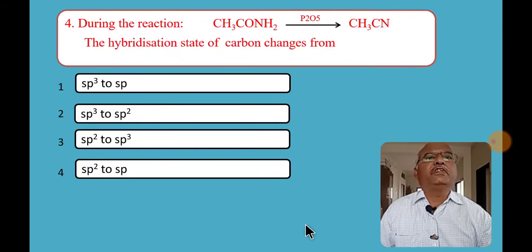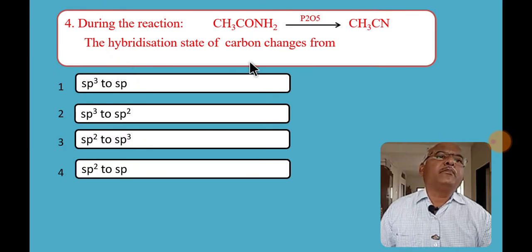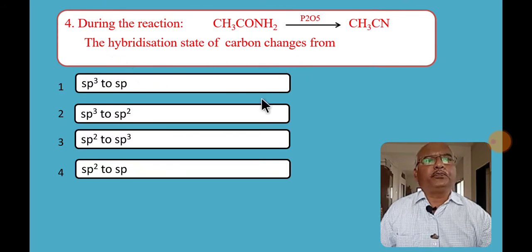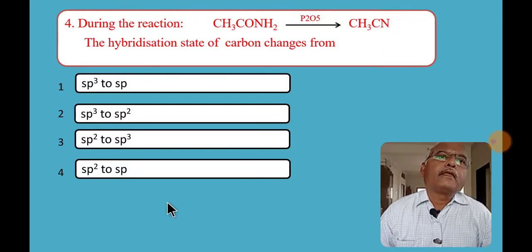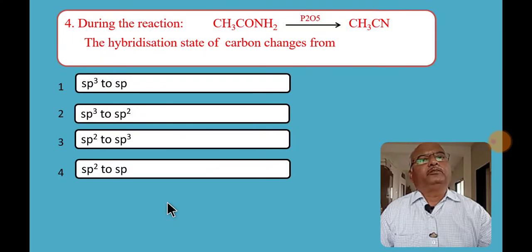Next, question number 4. During the reaction, look at the reaction. This is acetamide. On heating it gives methyl cyanide. The hybridization state of carbon changes from. Read the options carefully. Select your correct answer. Check the answer.